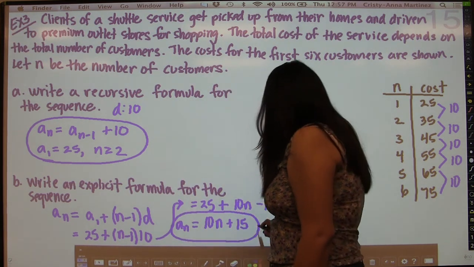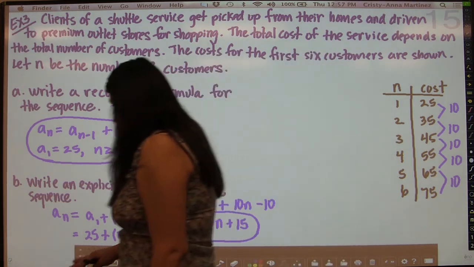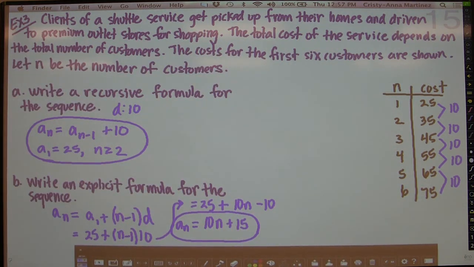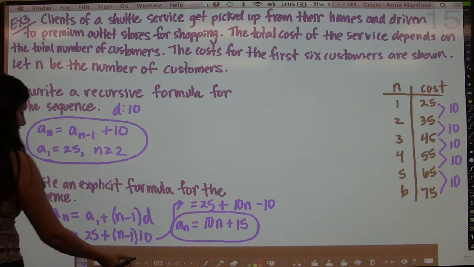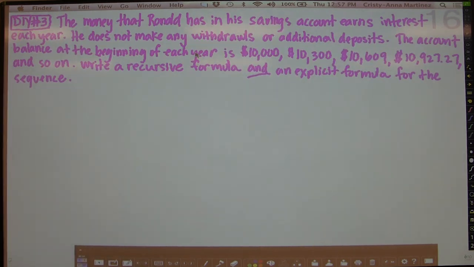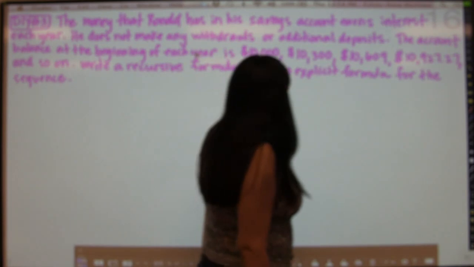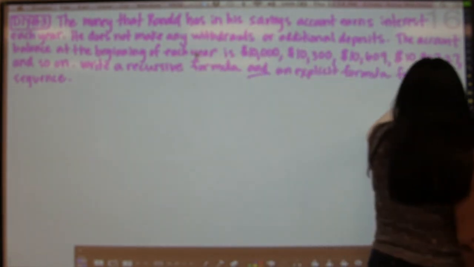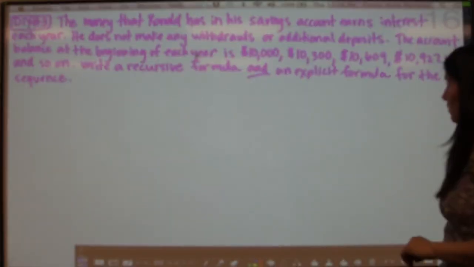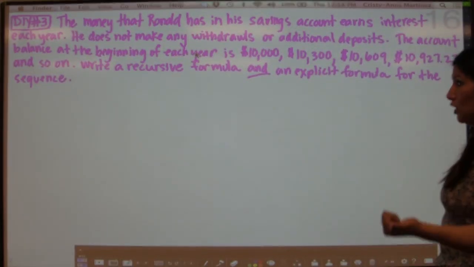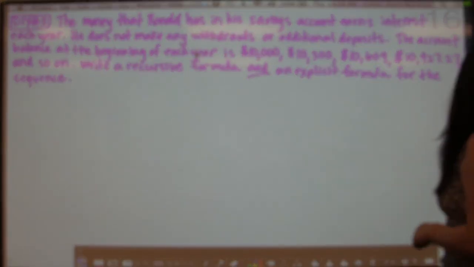Notice how the explicit formula doesn't involve any of the n minus 1 stuff. All right, so 10n plus 15 is our explicit formula. So now I'd like for you to try this word problem. It gives you the values here. This is the first term, second term, third term, fourth term. You have 4 terms to work with. And again, you want to have a recursive formula and an explicit formula for this sequence.